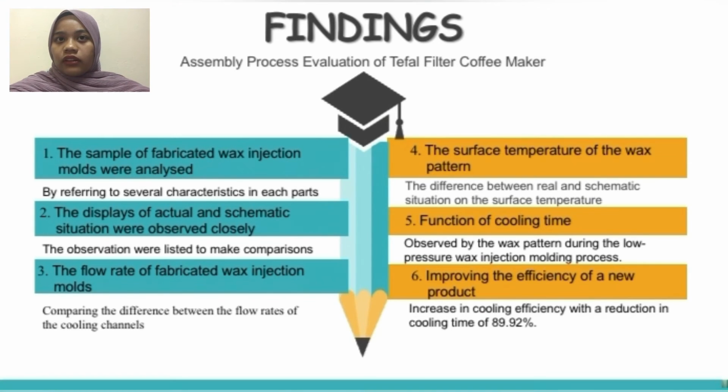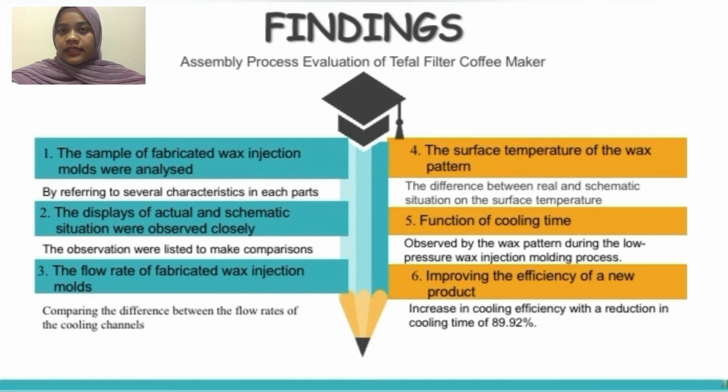A function of the cooling time can be observed for the wax during the low pressure wax injection molding process. The study of the manufactured wax injection mold with series conformal cooling channel C was determined to be the best candidate to minimize cooling time when it has a cooling flow rate of 16 liters per minute. Sample C has the most obvious increase in cooling efficiency with a reduction in cooling time of 89.92%, improving the efficiency of a new product.